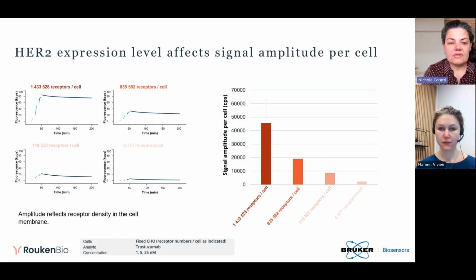The nice part about the instrument that we found is that it comes with a light microscope, so you can see how many cells have been captured when you're looking at the binding interaction. This allows for the data to be normalized to a per cell binding level. So you can normalize the fluorescence signal to the number of cells. And for our study, you can clearly see that the more receptors you have on the cell surface, the higher the amplitude is. In other words, the more receptors means you have more binding sites for trastuzumab, which means that you have a higher signal that you're able to measure.